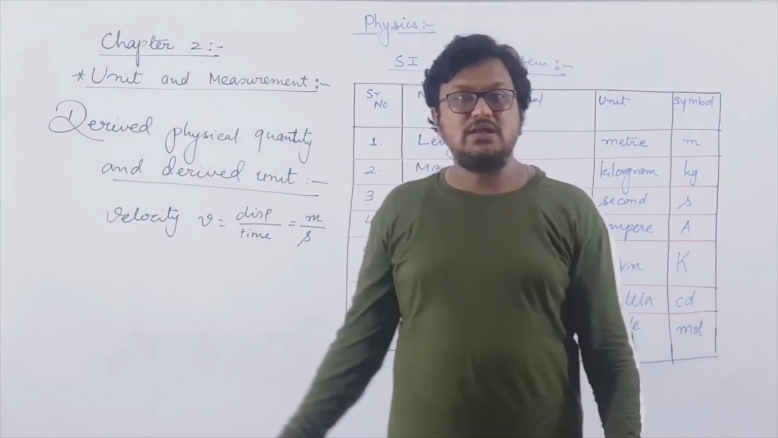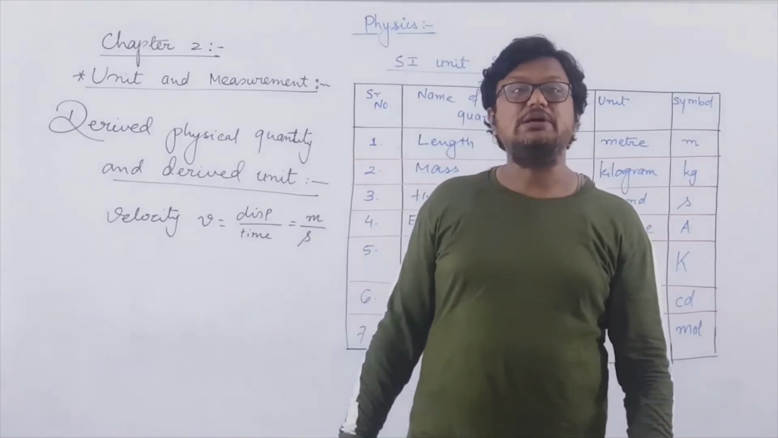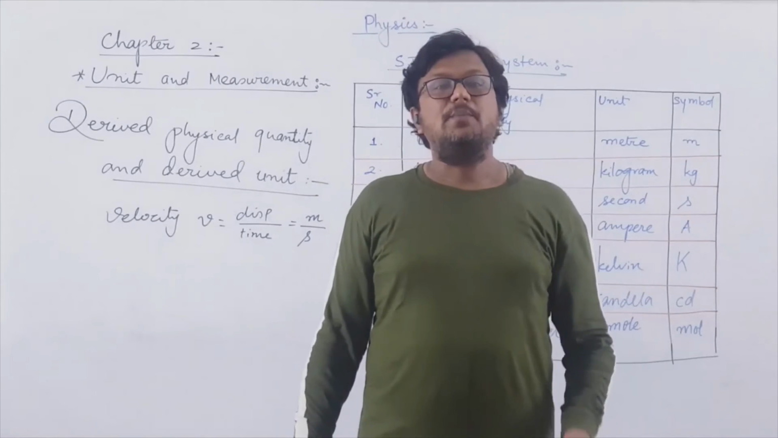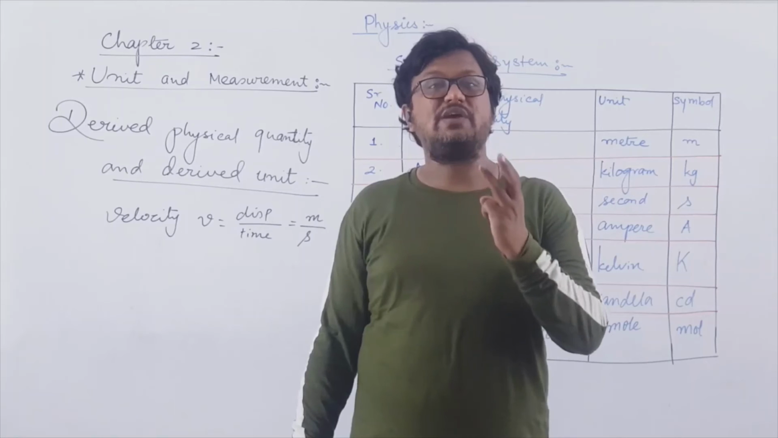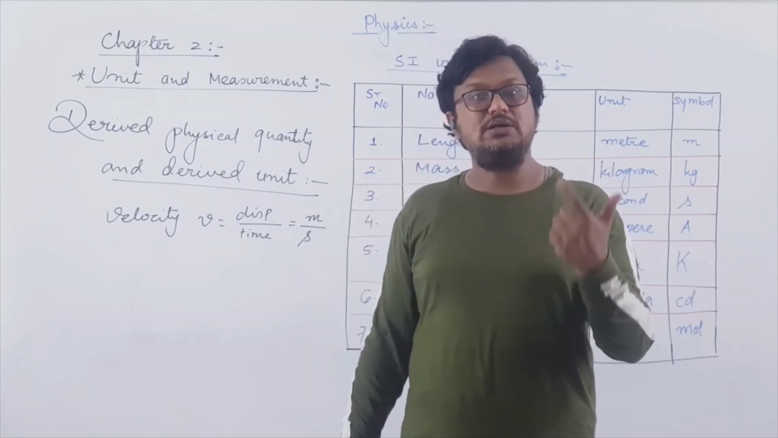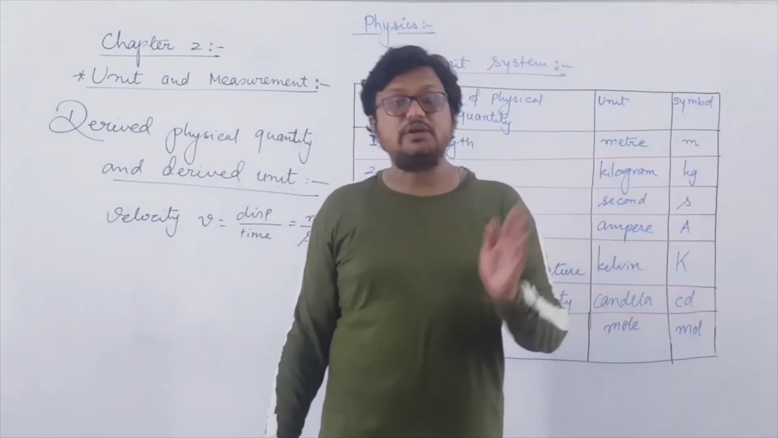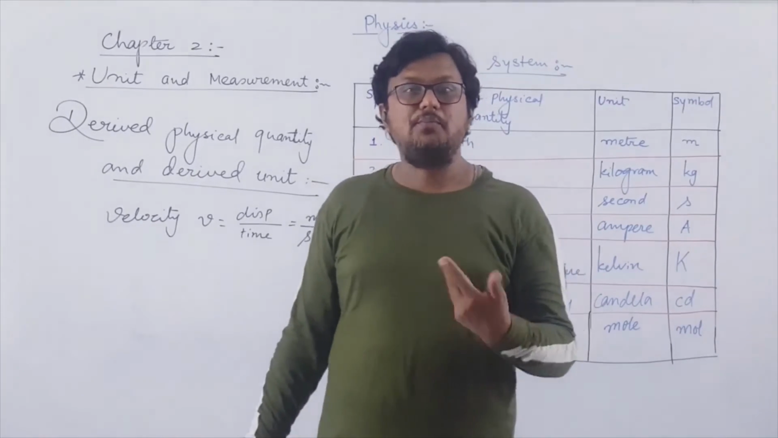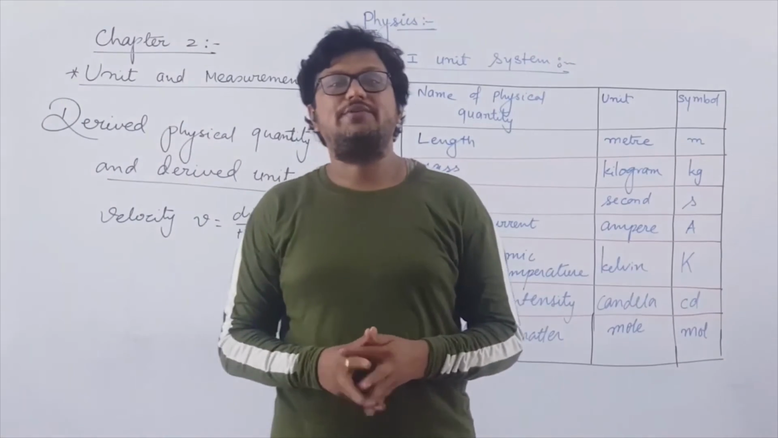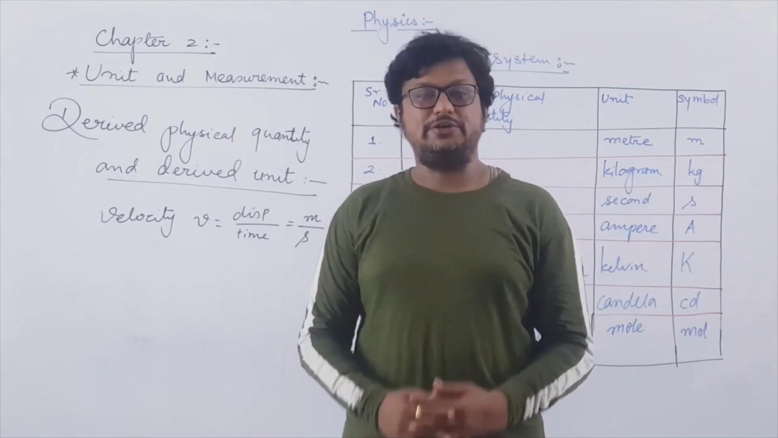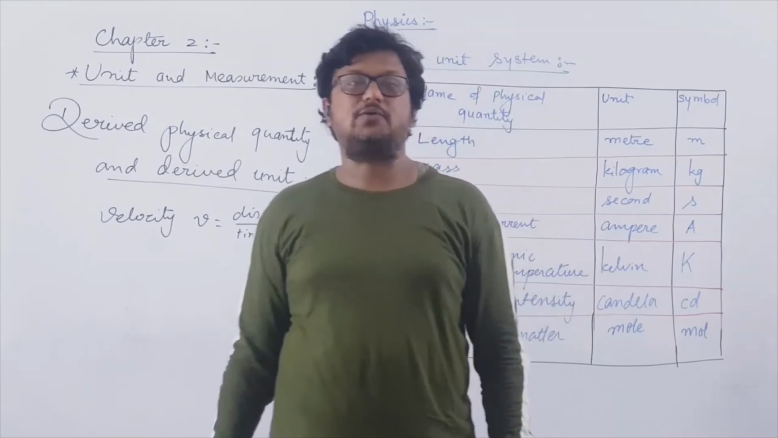You can take any other example. We have taken velocity; you can say acceleration is meter per second square. Momentum is kg meter per second. There we have used 3 units: kg, meter and second. So kg meter per second will be known as the derived unit for momentum. These are a few examples of derived physical quantities and derived units. There are many more such examples which we will discuss later on.